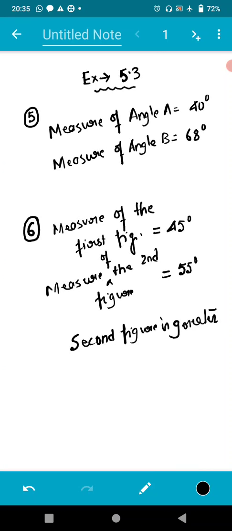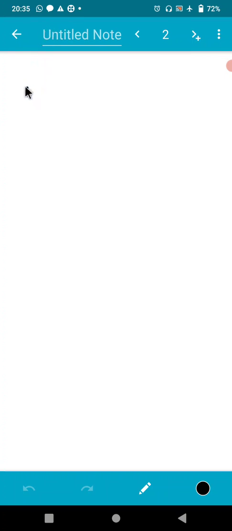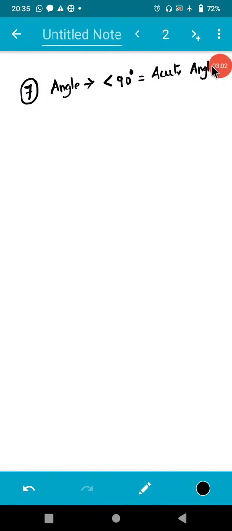Okay students, now let's move on to question number 7. In question number 7 we have some fill in the blanks. I'm not going to write the whole sentence, but a little part of all the blanks I will write. So what is there in sum number A? An angle whose measure is less than 90 degrees. You have to name the angle. So what is the name of that angle which is less than 90 degrees? It is acute angle.